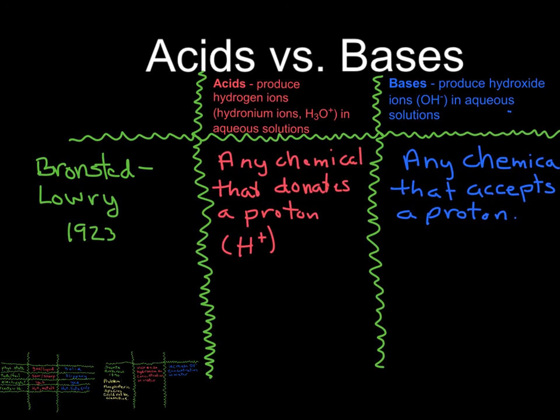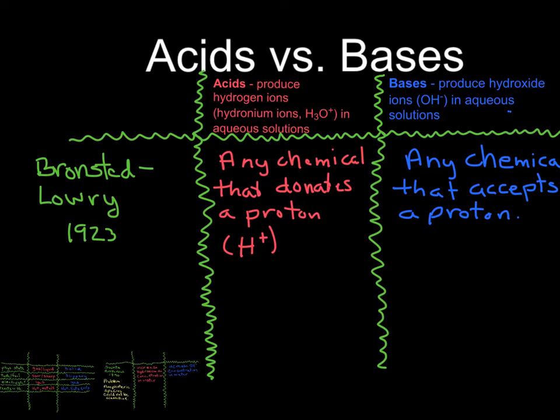The second group of acids and bases that have been developed are what we call the Bronsted-Lowry acids and bases. Two gentlemen in different countries, Johannes Bronsted and Thomas Lowry, within just a few months of each other, published the exact same idea about an acid and a base. They both said that any chemical that donates a proton, which is a hydrogen ion, is considered an acid, and any chemical that accepts a proton is considered a base. And so the two go hand in hand.